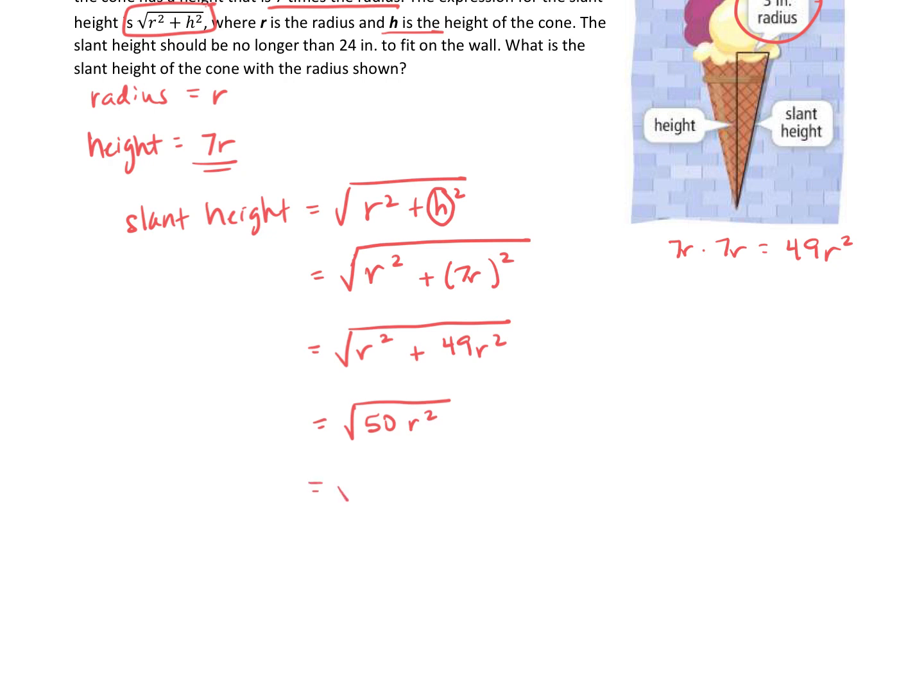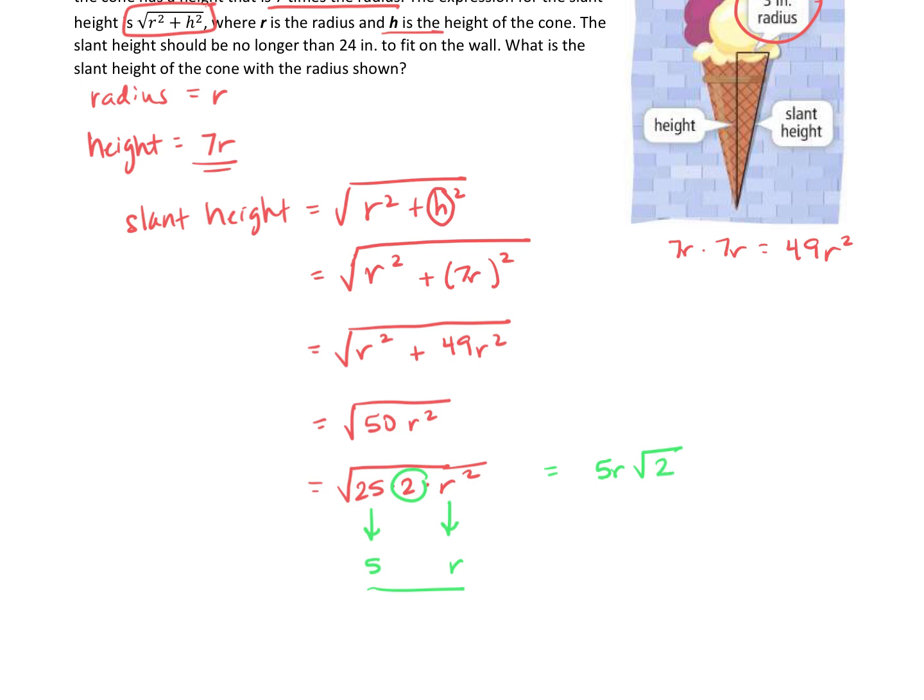Let's think about 50. Do any perfect squares fit into 50? Does 50 have a perfect square factor? So just go through your list. 4, 9, 16, 25. Oh, there it is, 25. 25 times 2 times r squared. Now, the square root of 25 is 5. We can't square root the 2, so that stays. Square root of r squared is r. Anything that we square rooted goes out front. And then that 2 stays underneath.